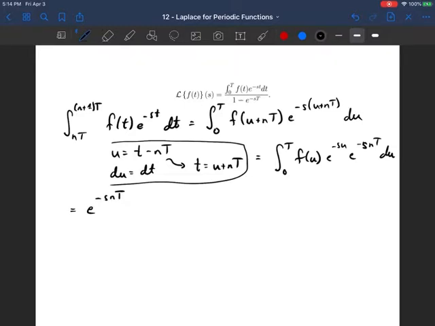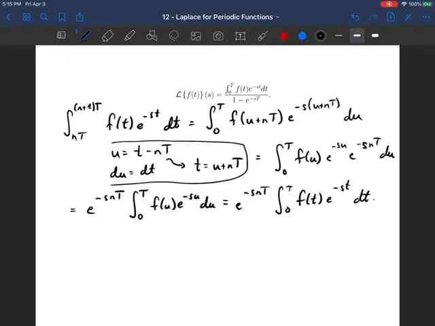All right, so carrying on here, this will be equal to, we can bring out the things that don't have u's in them, e to the minus s n T, integral from 0 to T, f of u, e to the minus su du, and that is equal to e to the minus s n T, integral from 0 to T of f of t, e to the minus st dt, right?